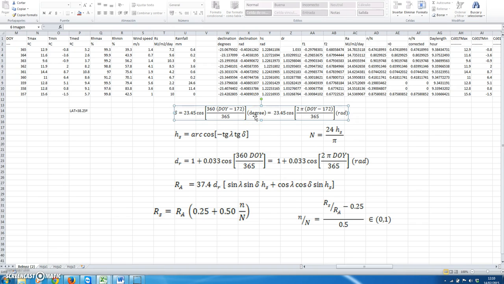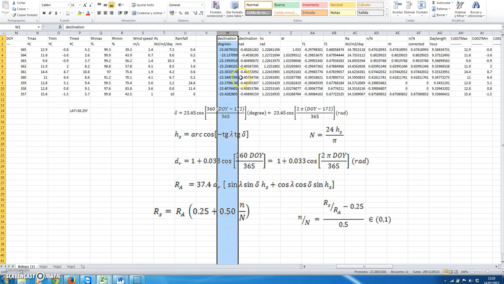If we use a pocket calculator, the sine and cosine functions will use angles in degrees. If we are using Excel, as in this case, we need to use angles in radians. In this case, the equation would be like this: 23.45 pi cosine of 2 pi times (day of year minus 172) over 365. That's the equation that we will put for this cell, and we would get this data that appears here in this column. That provides the declination in degrees.